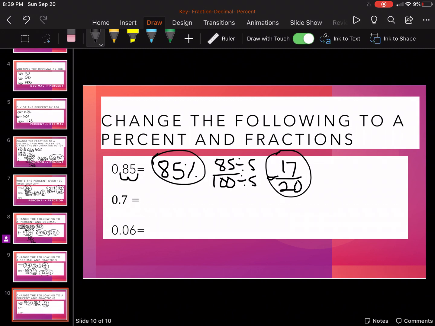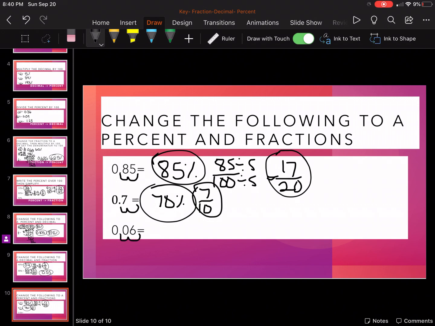This next one is 7/10, okay, tenths. So I am going to move the decimal back twice to get 70%. And then 7/10. Easy peasy, there's your fraction, 7/10. If you wrote 70 hundredths, you know.